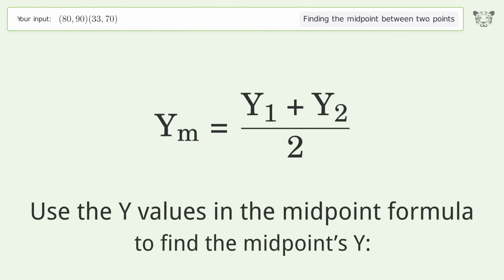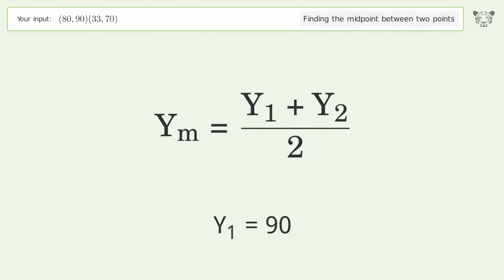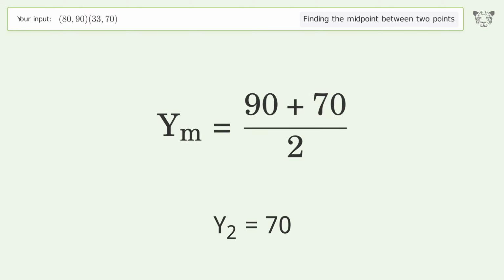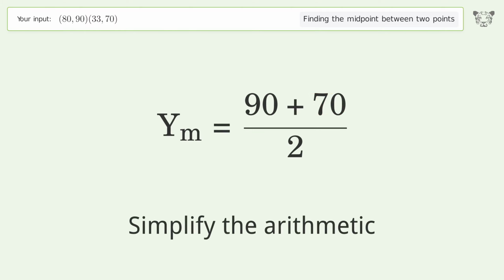Use the y values in the midpoint formula to find the midpoint's y. y1 equals 90. y2 equals 70. Simplify the arithmetic.